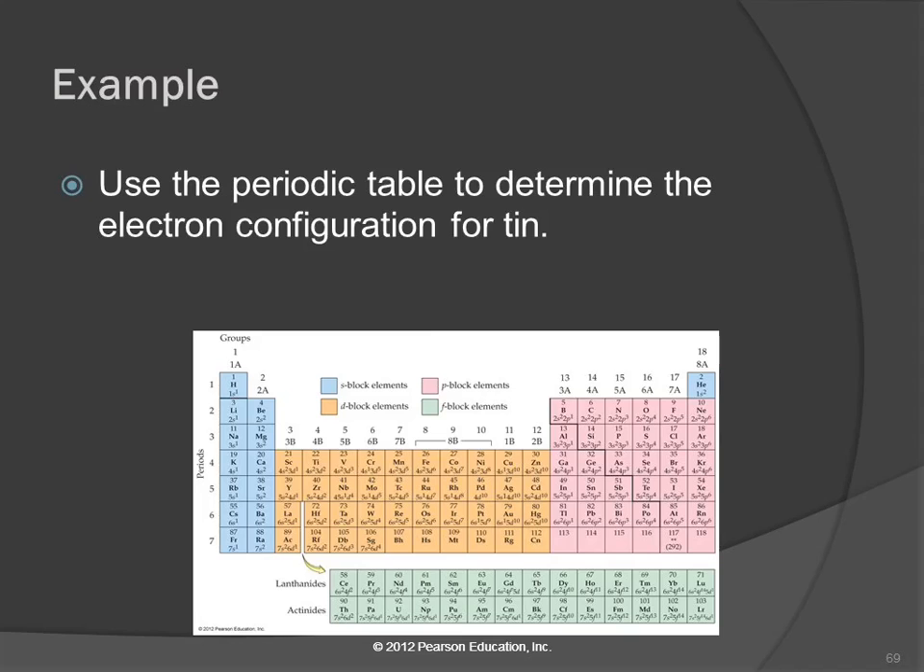So let's do tin. Well, first we have to find tin, and in order to find tin, we have to know what its symbol is. What's the symbol for tin? Sn.